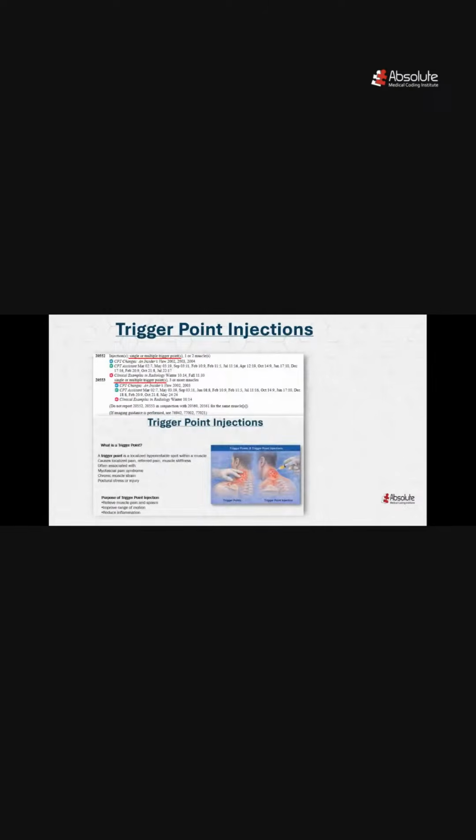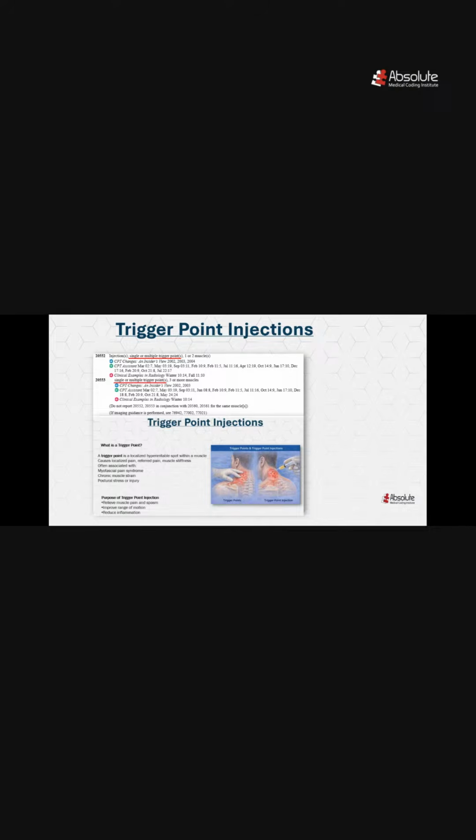Now, next, we are moving on to another important code series. It's about the trigger point injections. And before that, let me explain what a trigger point is. Trigger point is a small, localized, hyper irritable spot within a muscle. In simple terms, this is a tight knot in the muscle that hurts when you press on it. And a trigger point can cause local pain, referred pain. So what's a referred pain? Referred pain means the pain that shows up somewhere else.